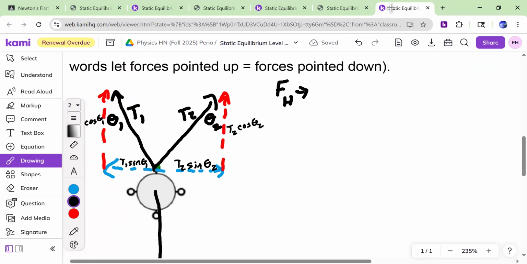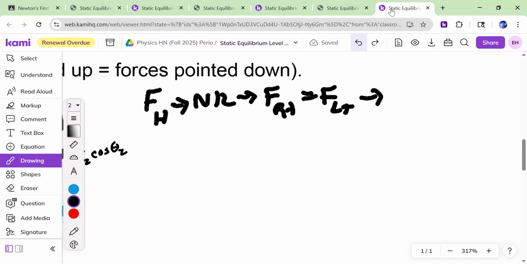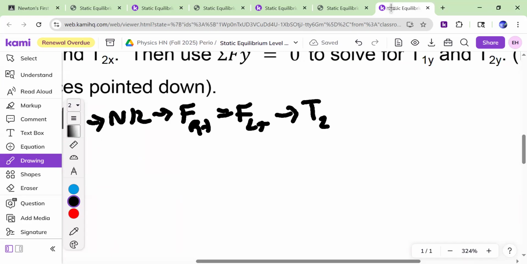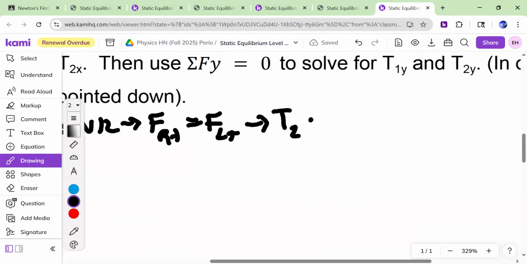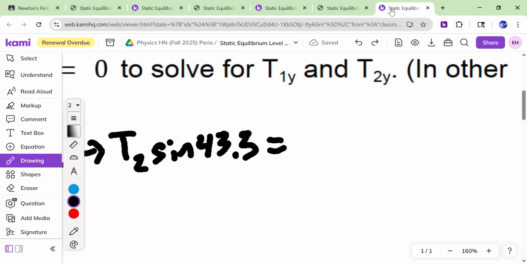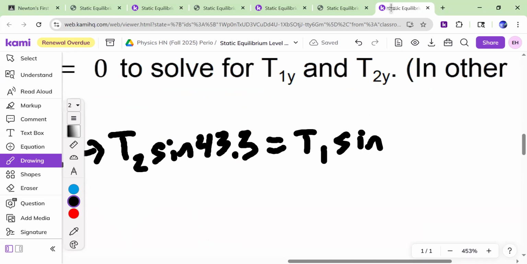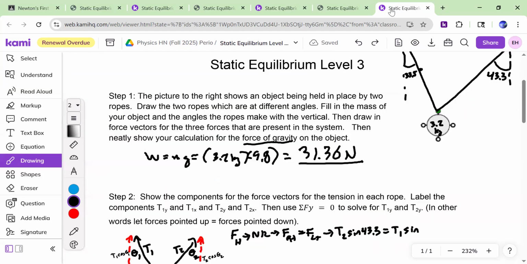Okay, what do I know? Force horizontal, if I'm applying Newton's first law, would tell me forces going to the right equal forces going to the left. Well, the right force is T2. Now this is where I'm going to plug in my values. The sine of theta 2, my theta 2 is 43.3. So T2 sine of 43.3 equals my force going to the left. So this is my force going right. My force going to the left is over here, and that's T1 sine of theta 1. T1 sine of, my first angle was 33.5. Okay, so just make sure you note your angles.